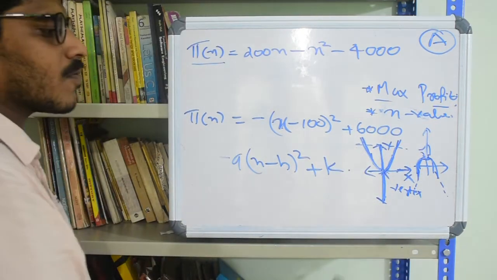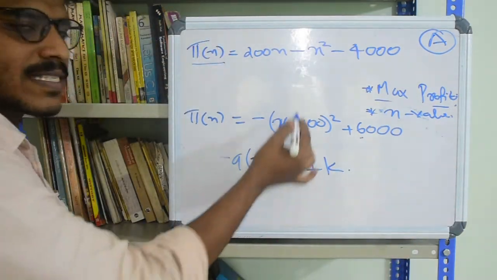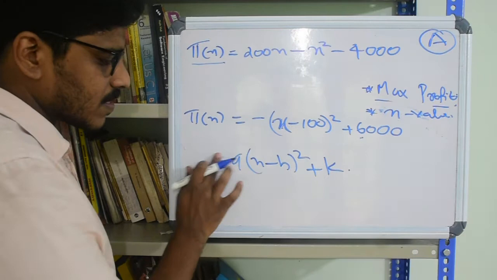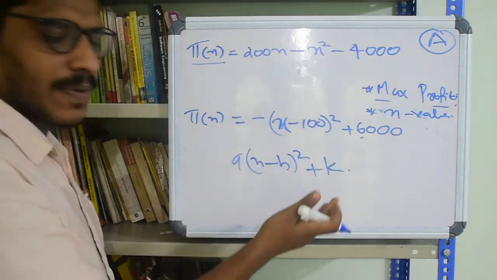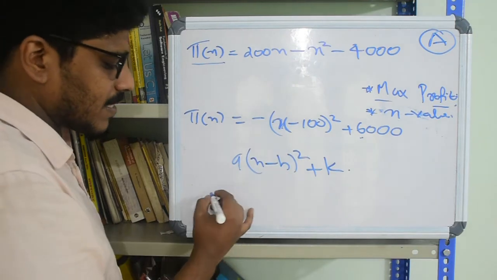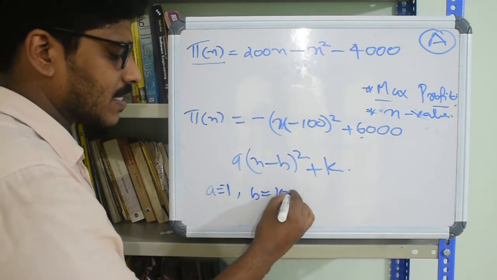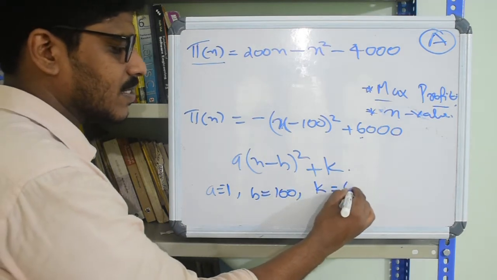Now what about our parabola? Comparing with the general form, a times x minus h whole squared plus k, we get a equal to minus 1, h equal to 100, and k equal to 6000.